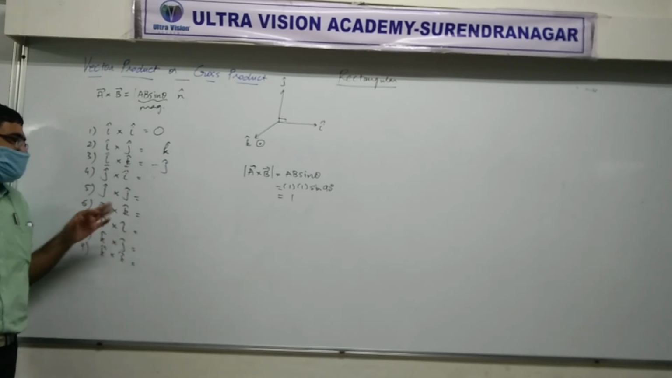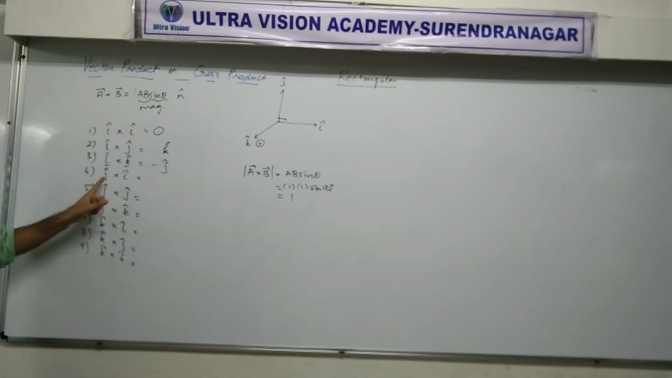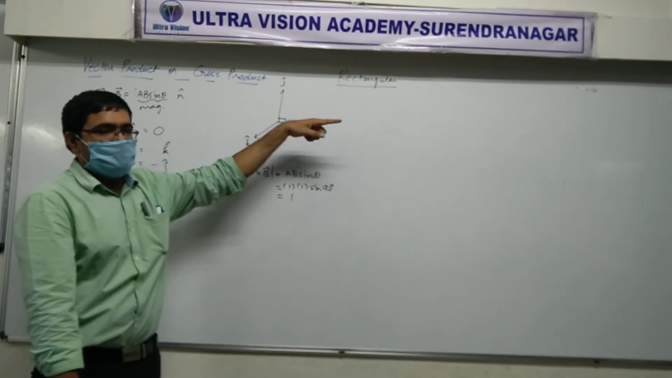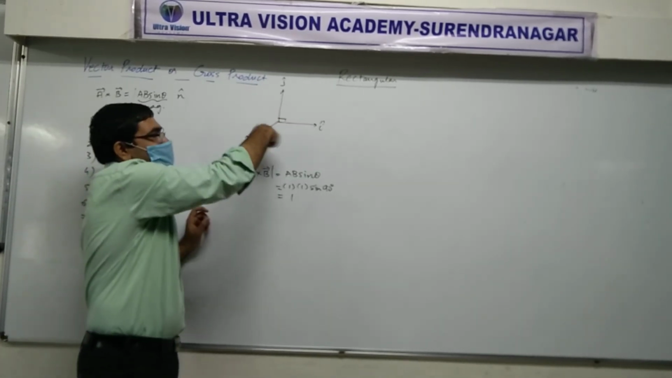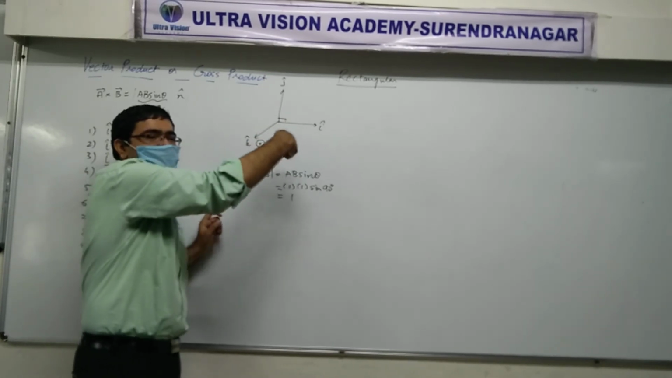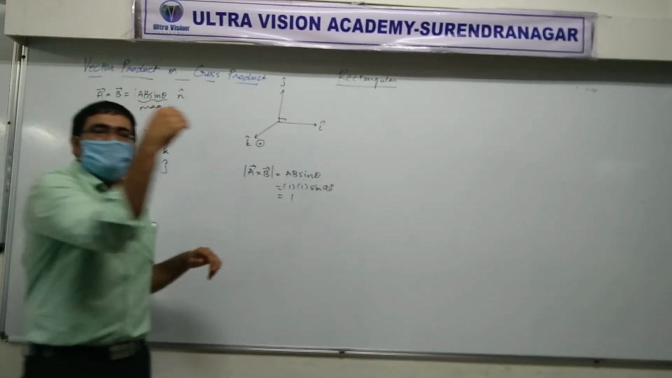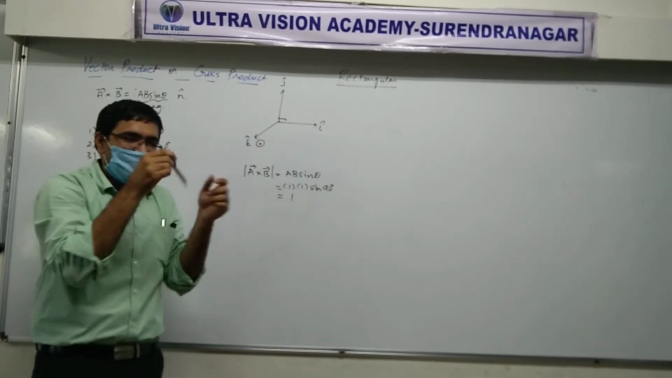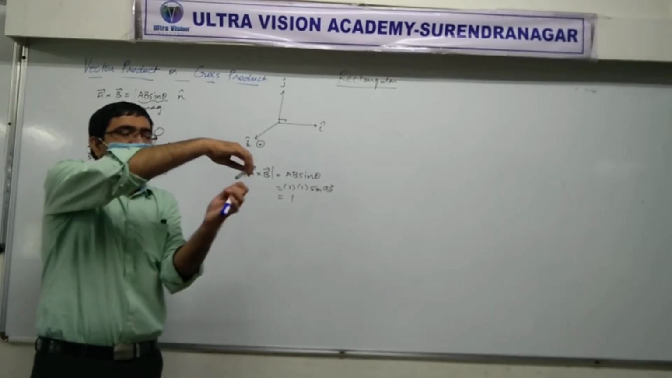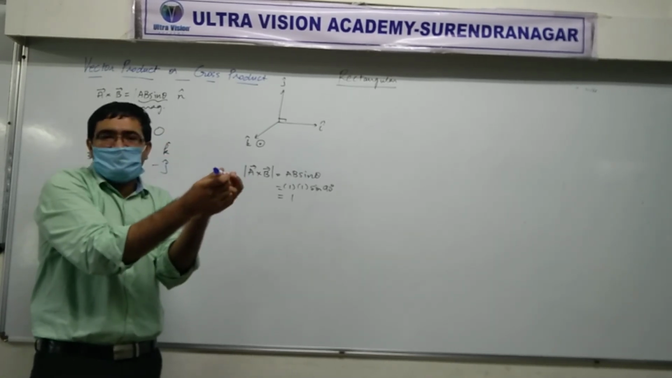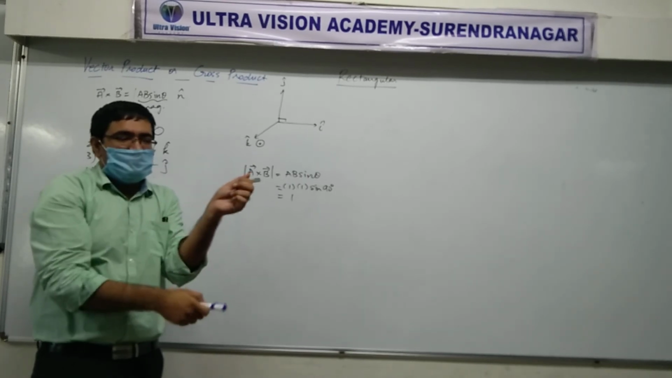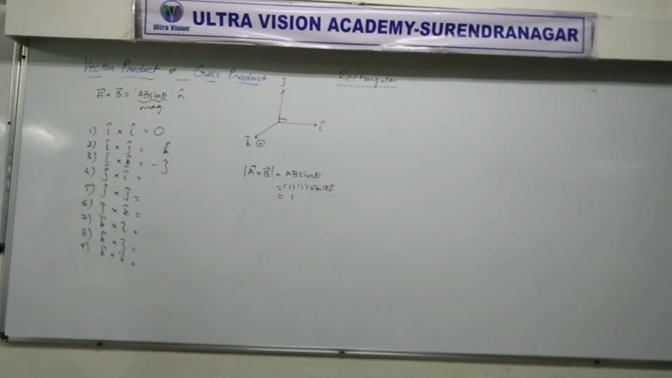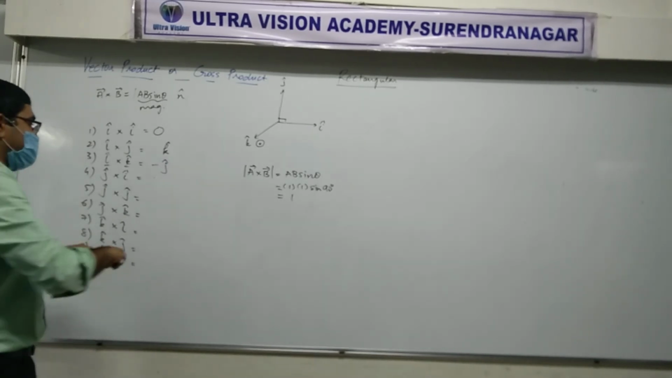Okay, j caret cross i caret. This j and this i. If you do the right hand screw rule, it turns like this, yes or no? So which way do you want to go? Into the board, correct? It will be cross. Dot and cross are opposite, obviously: dot is out of the board and cross is into the board. So which one is it, inside or outside? Inside. So the direction opposite to k caret, what do we call it? Minus k caret, clear?